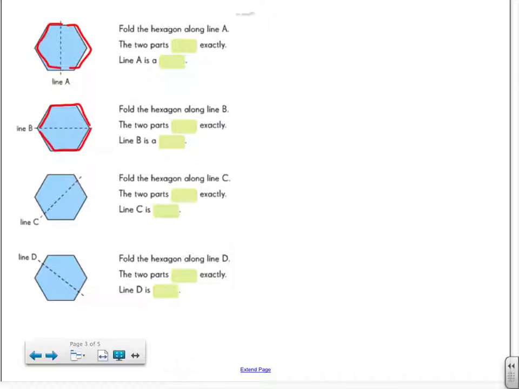If you look at C, C is not going to fold our item in half identically, because do you see how this side is very long and this side is very short? And then same over here, I have a short side here and a long side here.